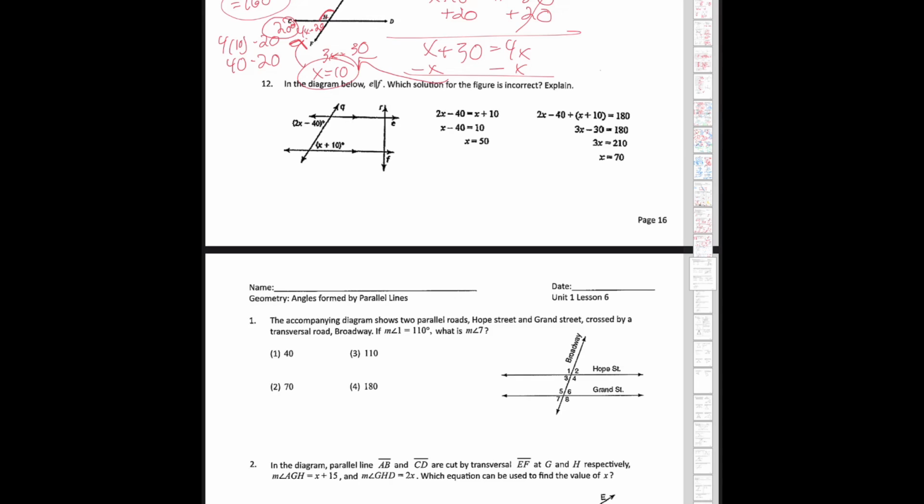So which solution for the figure is incorrect? Explain. So we have these two examples here. Let's check it out. So they set 2x minus 40 equal to x plus 10. Now, that's valid because 2x minus 40 and x plus 10, we have two alternate interior angles, and we know they're congruent. So if we set them equal to each other, that's good enough for us to solve for x.